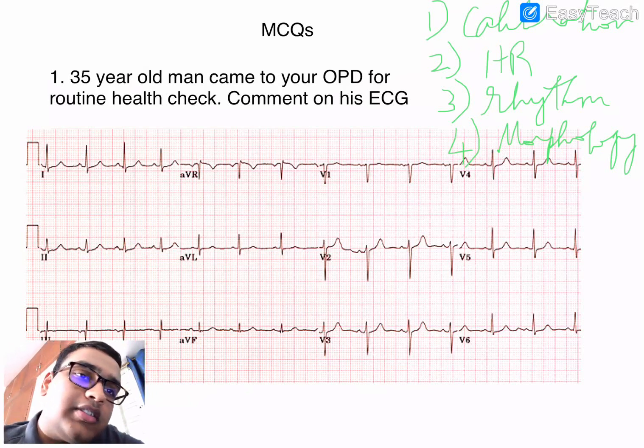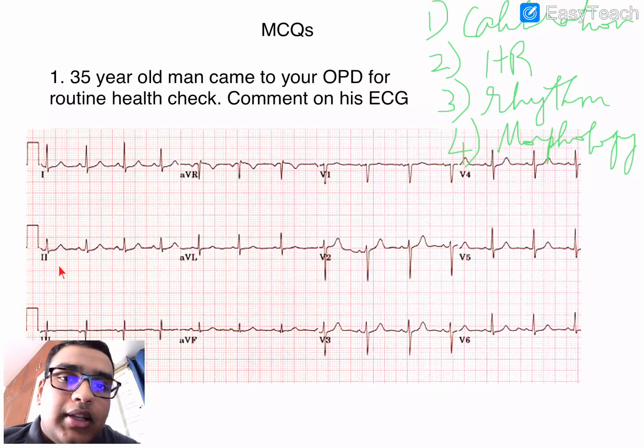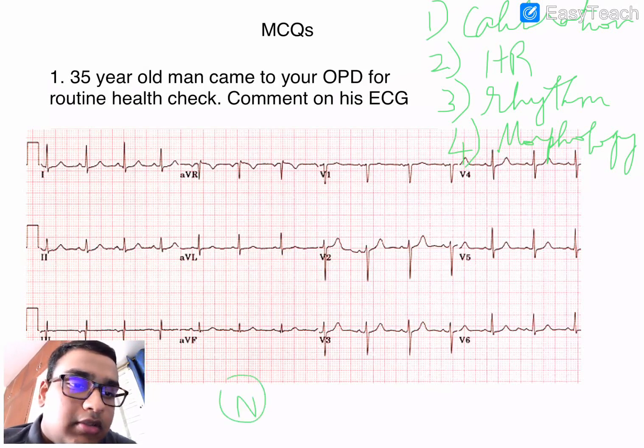Next, the morphology. Under this, the first thing you have to look for is the axis. To look for the axis, we look at lead 1, lead 2, and AVF. Lead 1 is positive, lead 2 is positive, AVF is positive. All 3 being positive indicates that the axis is normal. So this is a normal axis.